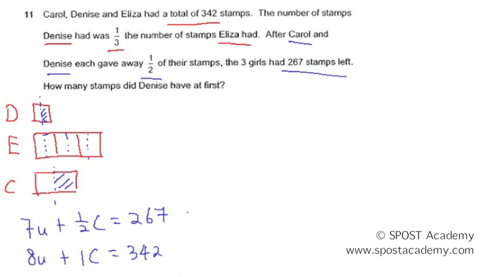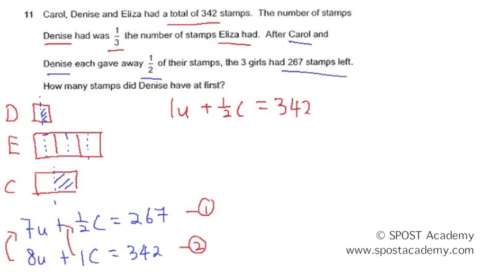If I label this as equation 1 and this as equation 2, I can use equation 2 minus equation 1. So 8 units minus 7 units will give me 1 unit left. 1 Carol minus half a Carol will give me half a Carol left, and this is equal to 342 minus 267. This will be equivalent to 75.